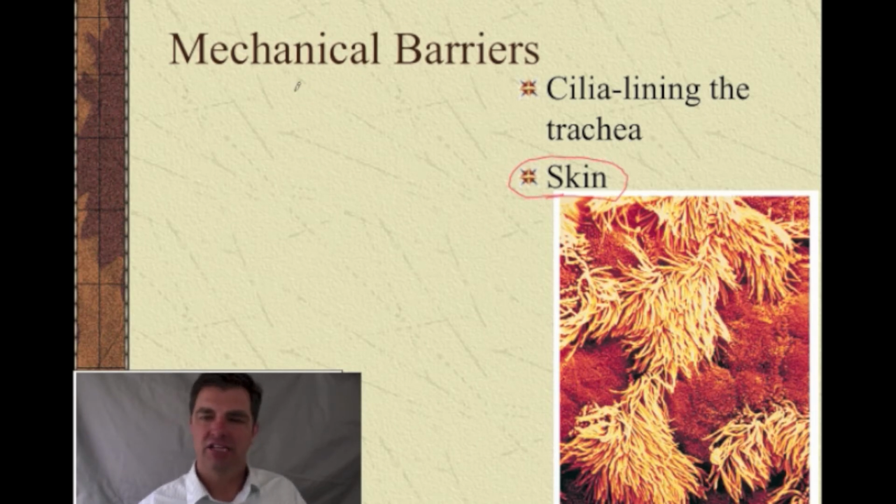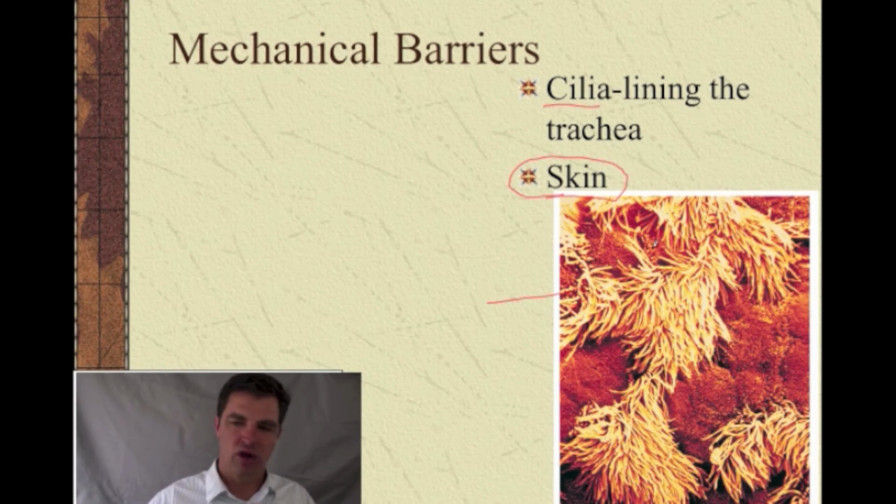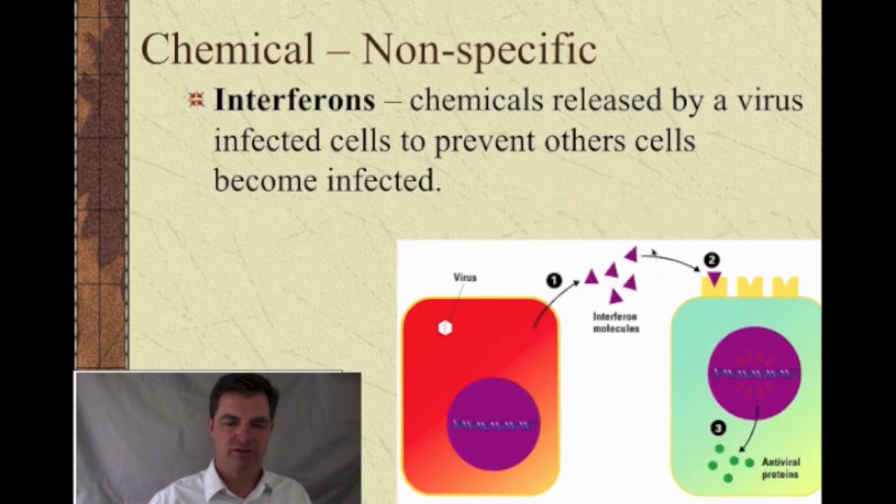Inside your respiratory tract, for example, there's cilia. That's what you see here. Cilia are these finger-like projections on the cells that are able to sweep off invading pathogens and get rid of anything that you're breathing in, for the most part, so you can cough it up or swallow it and simply get rid of it. Those are mechanical barriers. There's also chemical barriers.